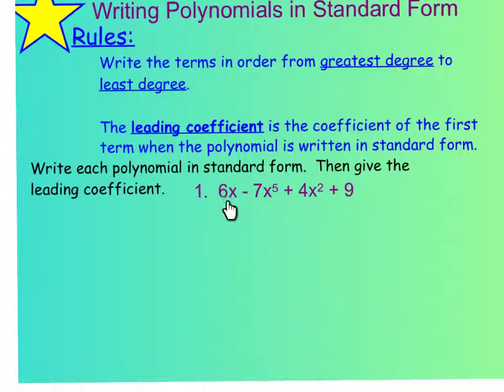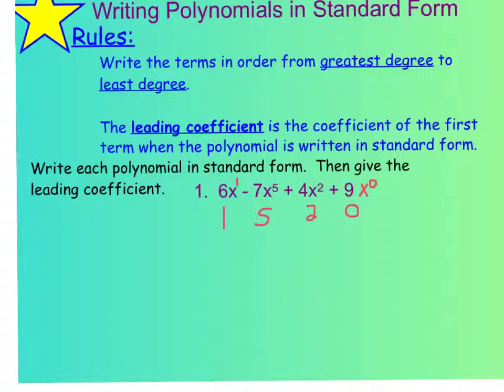So I have to take these and put them in order based on their degree. Well, this monomial is a 1st degree because its exponent is 1 on the variable. The exponent here is 5. This is 5th. This is 2.